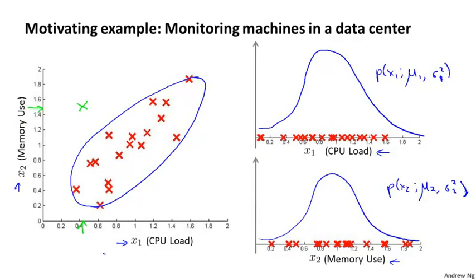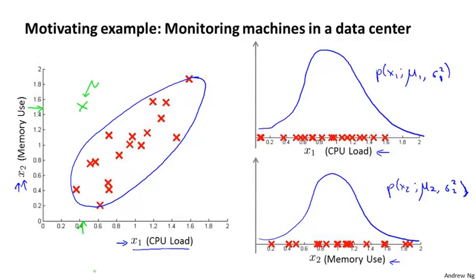So in the data of my good examples, it looks like the CPU load and the memory use sort of grow linearly with each other. So if I have a machine using lots of CPU, memory use will also be very high. Whereas for this green example, the CPU load is very low, but the memory use is very high, and I just have not seen that before in my training set. It looks like that should be an anomaly.